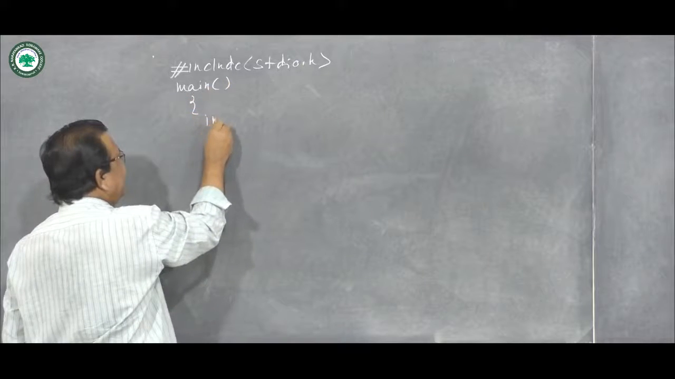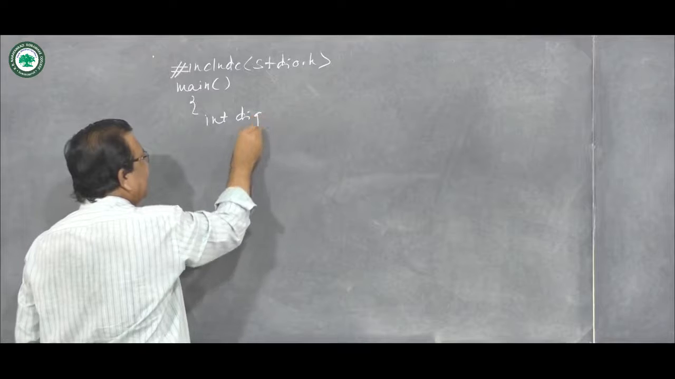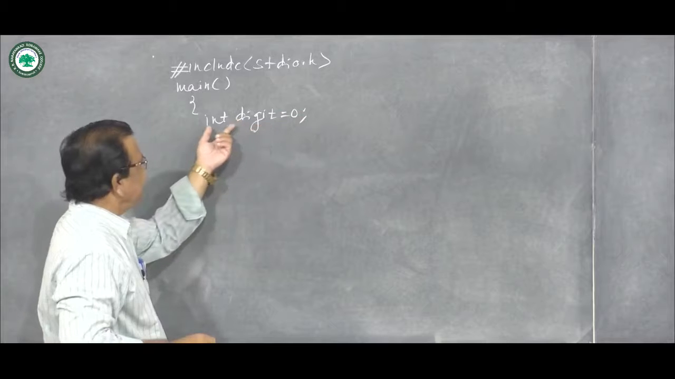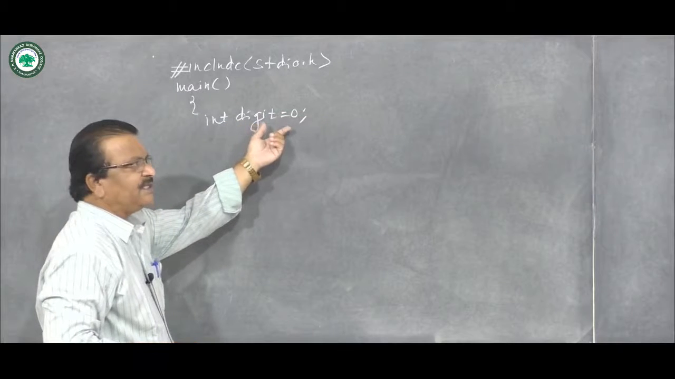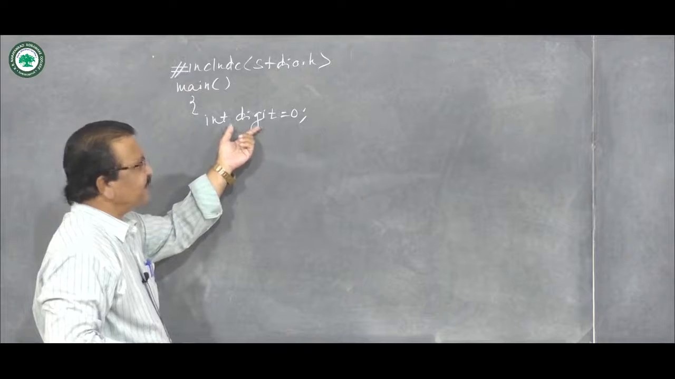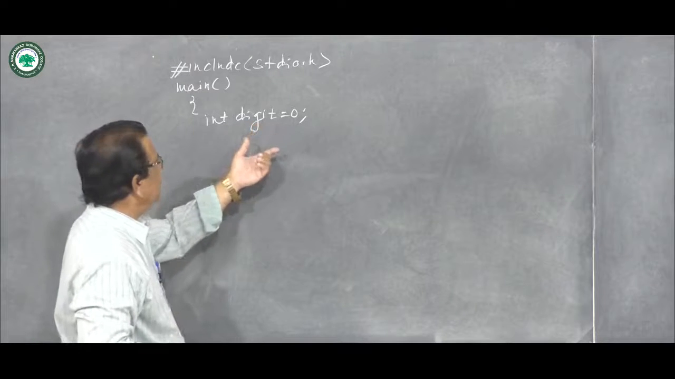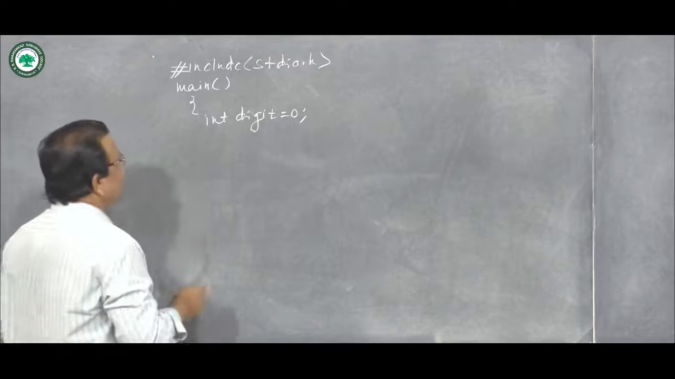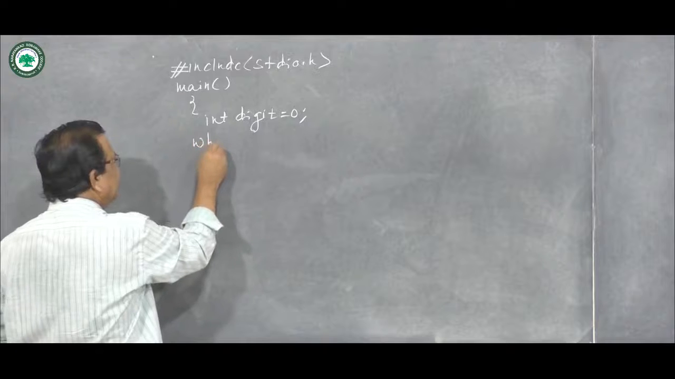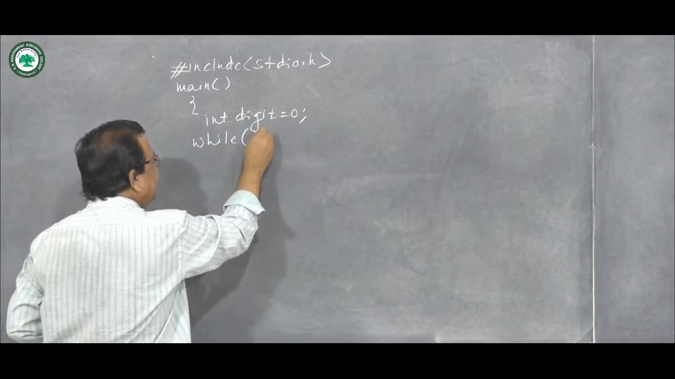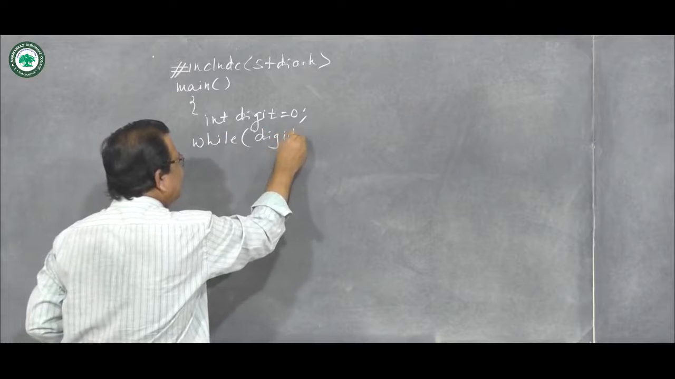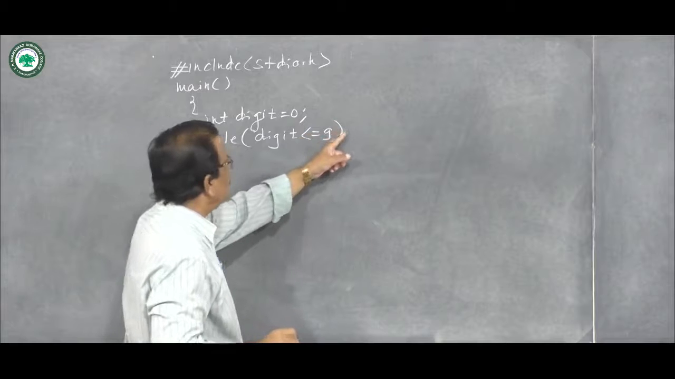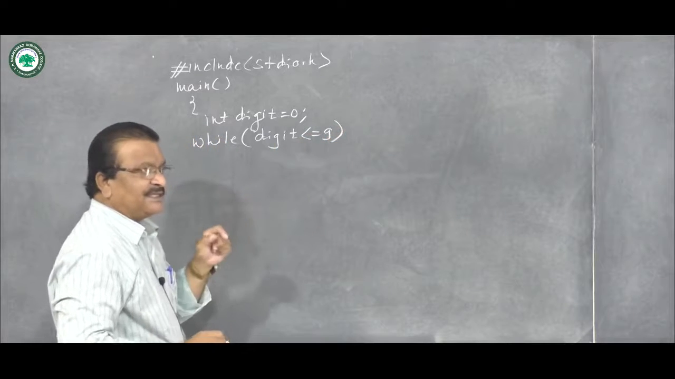Here I am declaring digit equal to 0. I am declaring digit as an integer type of variable and initializing it. So this is declaration plus initialization together, done at the beginning of the program, after main. And then while, the test condition is: so long as digit is less than or equal to 9. There is no semicolon after while in a while loop. This is the syntax.